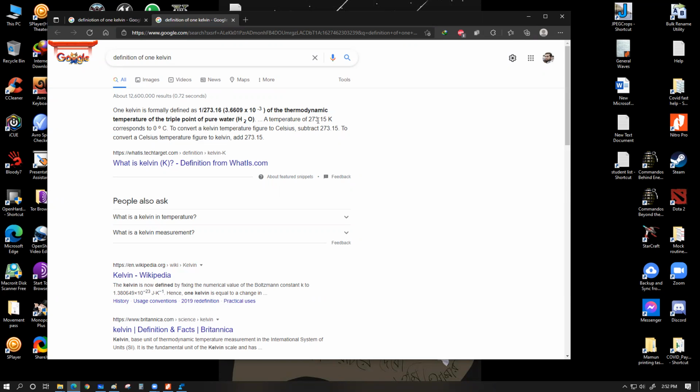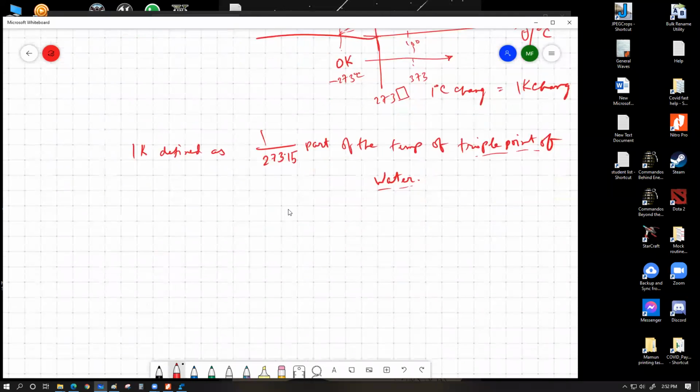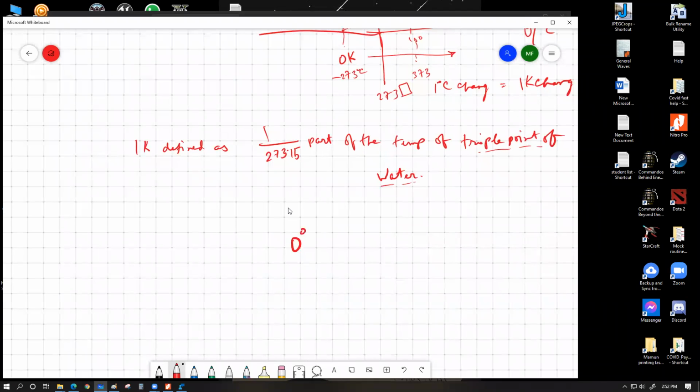A temperature of 273.15 Kelvin corresponds to 0 degrees Celsius. So there are two different values over here. You have to understand this thing. This is the part that I really want you to understand. 0 degrees Celsius is exactly 273.15 Kelvin, whereas 1 Kelvin is 1 by 273.16 part of the temperature of the triple point of pure water. I forgot to write pure, so might as well add that. This is the definition of 1 Kelvin.